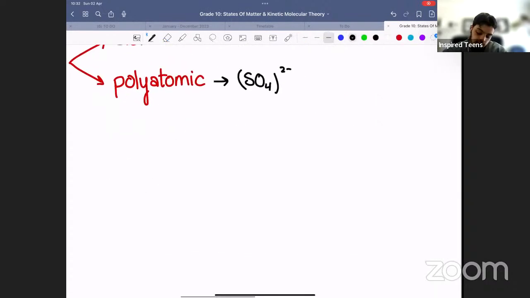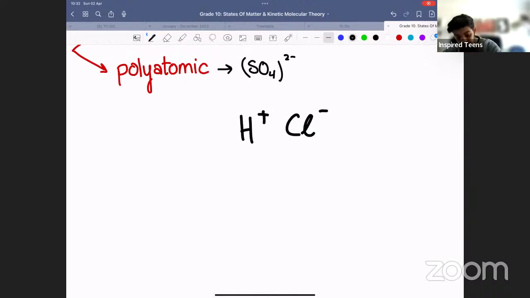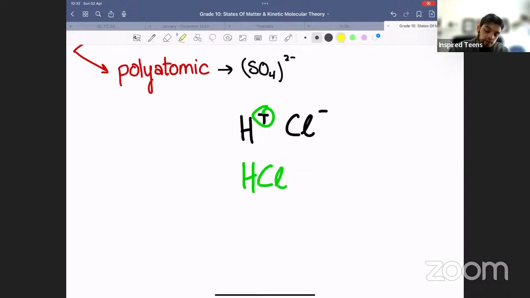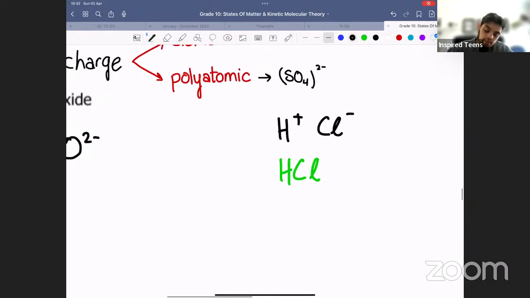So another example, let's do H plus and Cl minus. In this case, you cross over each charge. So basically, the charge of chlorine will go to hydrogen, so it's 1, so it stays as 1. The charge of hydrogen will go to chlorine, so it's 1, it stays as 1. So this is just HCl. Okay, let's look at another example.